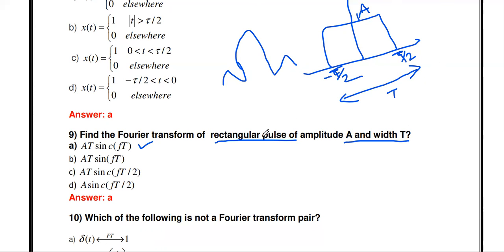If you want to know how to calculate this answer, I will give a link in the description box for this problem. You go and search. So the answer is AT sinc FT. You just remember: if the amplitude is A and the width is T, the answer is A into T sinc FT.